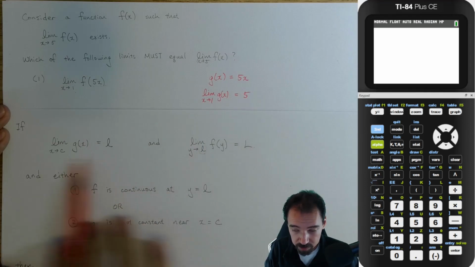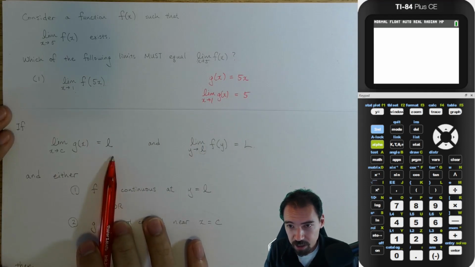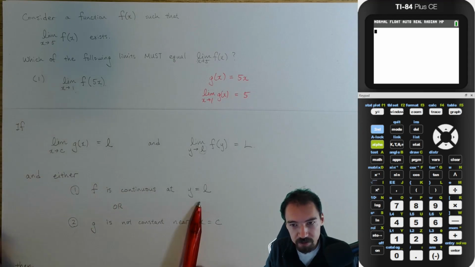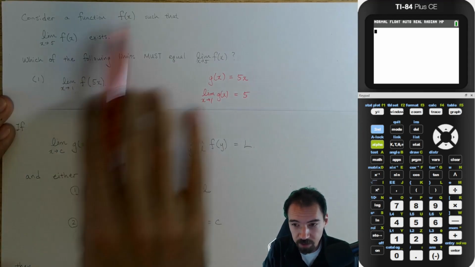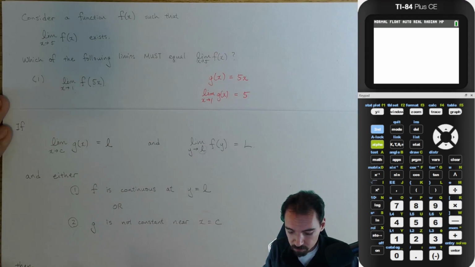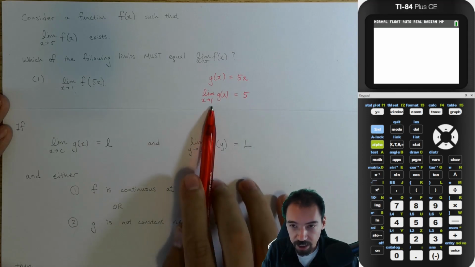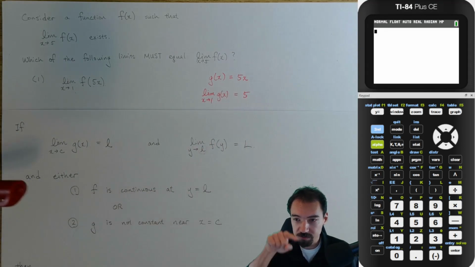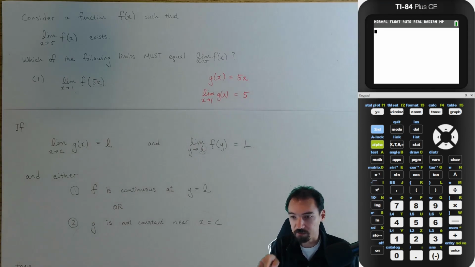So the interior limit exists. Now, do I know that f is continuous? I don't, because that was not part of the given. But I know that g is not constant near x equals 1, because g is this 5x function, which is a linear graph. So I guess I'm trying to draw it correctly from your perspective, like that.